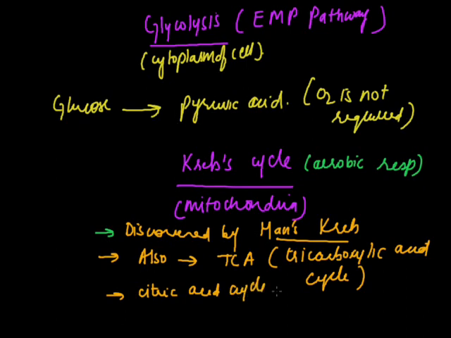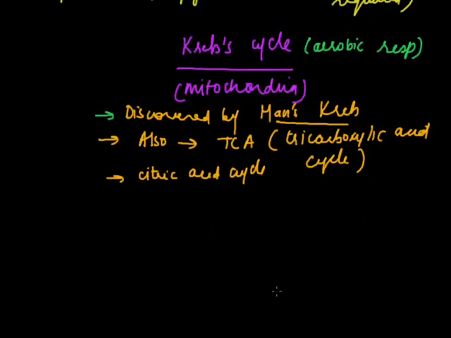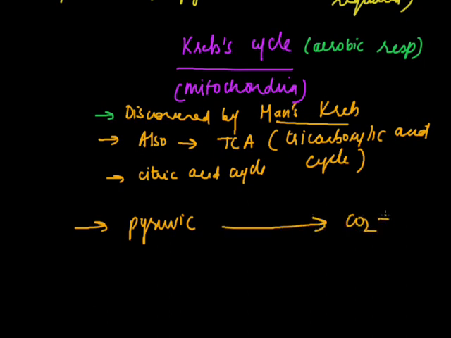Now what happens in this Krebs cycle? It brings about the conversion of pyruvic acid and fatty acids, fats and amino acids into carbon dioxide and water. So pyruvic acid ultimately gets converted into carbon dioxide and water by a series of processes, and that can be counted as a cycle. It is a common path for oxidation of carbohydrates, fats and proteins.